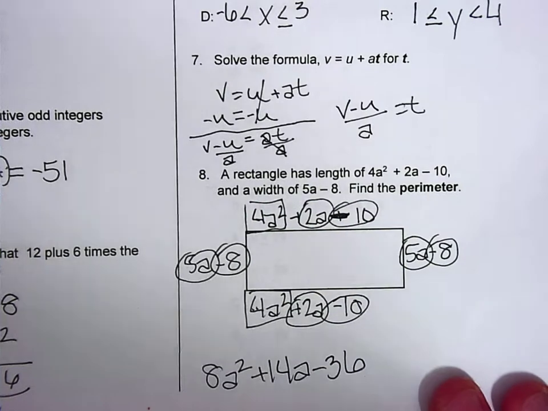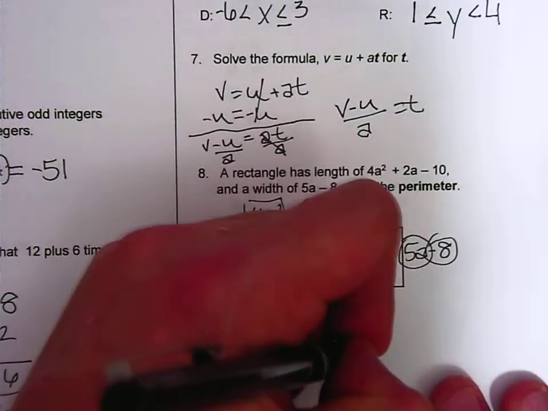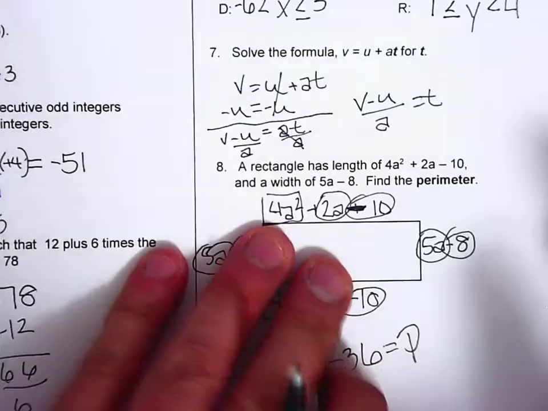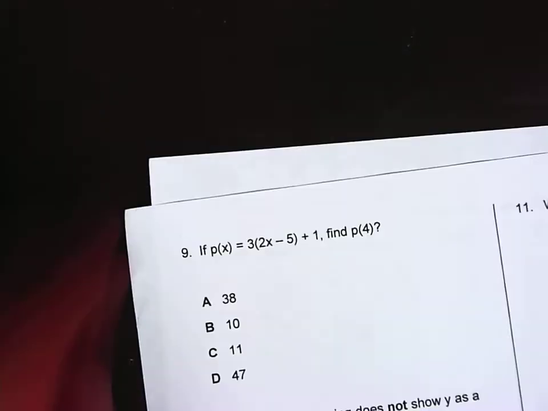We have no further information, so we stop there with our perimeter. We could say equals perimeter, I suppose, and that's about as far as we can go. Now to go on to the next part, we have number 9. We're almost halfway done, I believe, with our review.